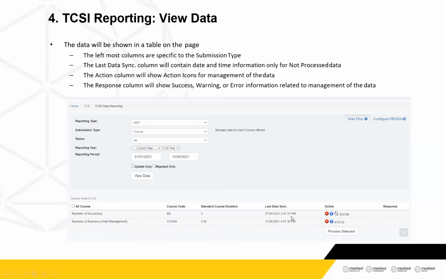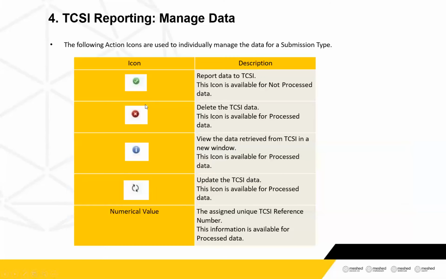Now on screen, you can see there is a second last column, action. Under the action column, you can see there are several buttons. So let's talk about what each and every icon means. First there would be a green tick button. This button will be available for records which are not reported to TCSI yet. By clicking on this button, you can report that data individually to TCSI. Once you report data, this button will get replaced with the delete button. You can use the delete button to delete the reported data from the TCSI platform.